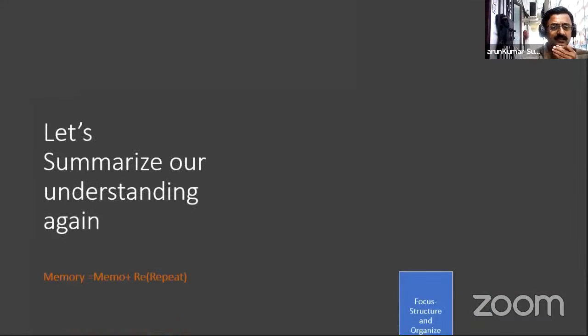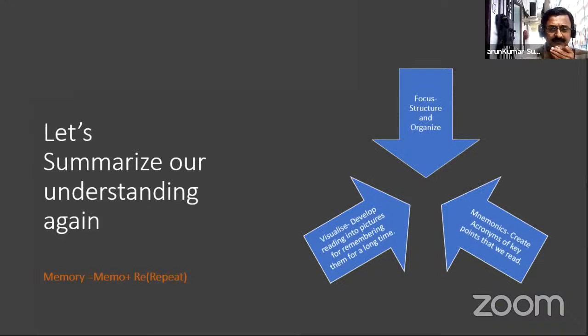And lastly, let's summarize the 3 steps. Focus, structure and organize. Use mnemonics, creating acronyms of key points that we read. And lastly, visualize, turning reading into pictures for remembering them for a long time. So memory, simply, we can say, is equal to memo plus re, which is repeat.